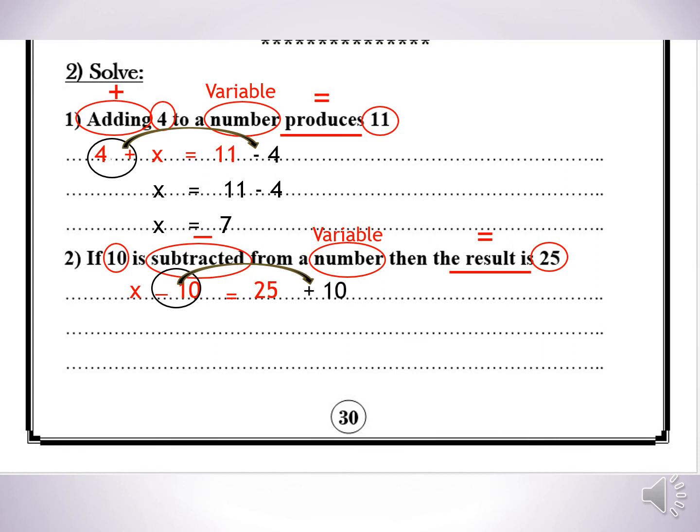Circle your number, send it to the other side with the opposite sign. So it will be x equals 25 plus 10, so x equals 35.